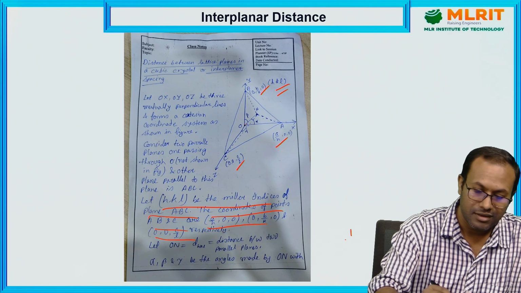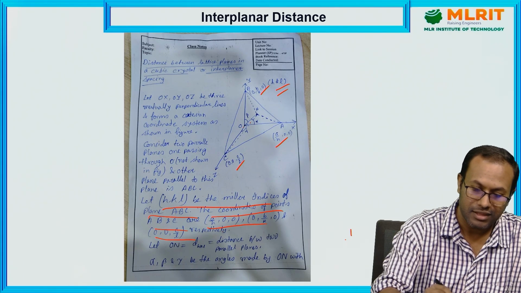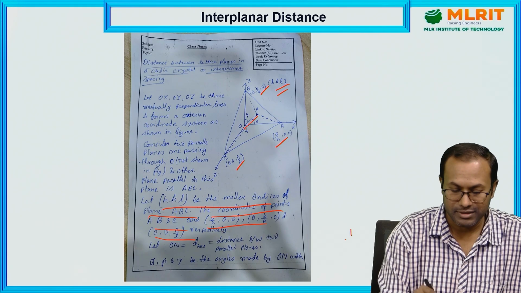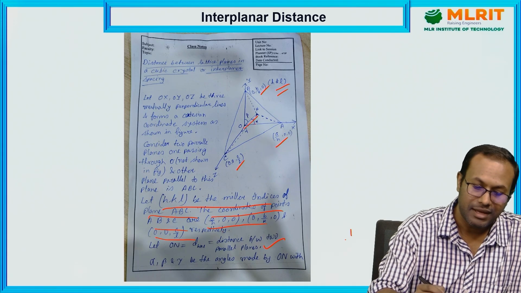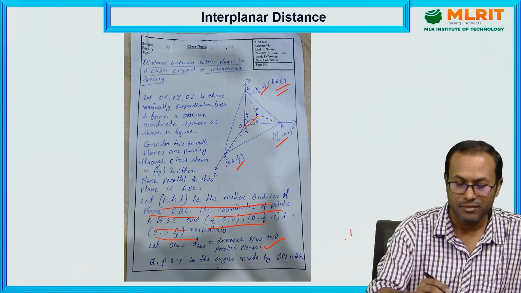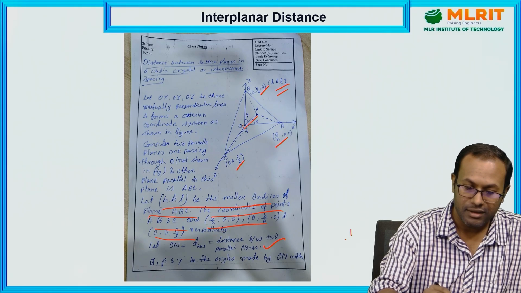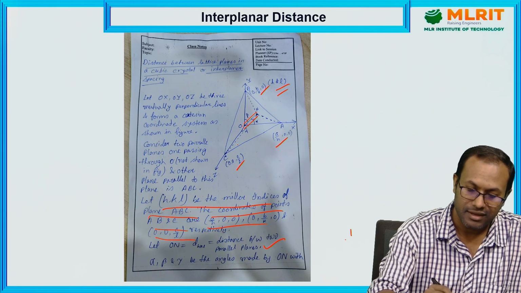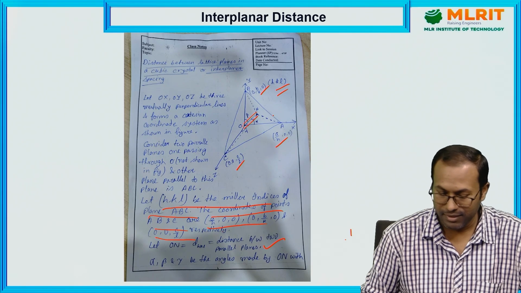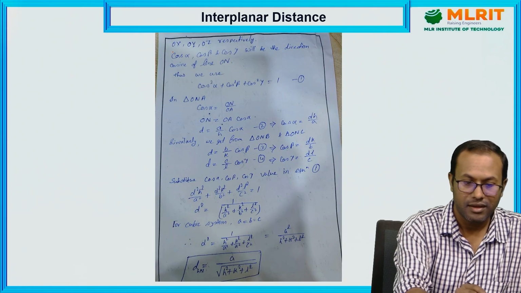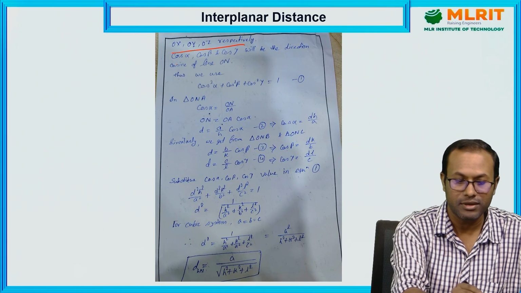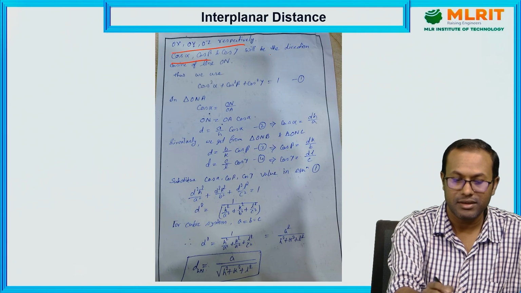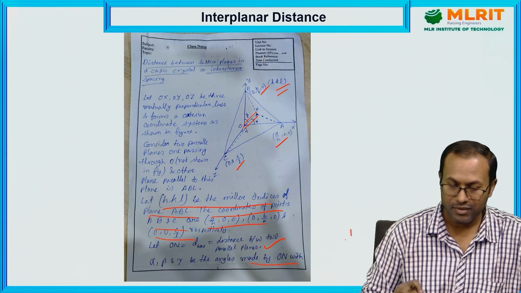Now ON is the perpendicular distance from one plane to another plane, that is the interplanar spacing, denoted by d. Alpha, beta, gamma are the interaxial angles. Basically, the angle between ON and OX is alpha, the angle between ON and OY is beta, and the angle between ON and OZ is gamma. Those are the three angles made by ON along the three different crystallographic axes. Now we have to determine cos alpha, cos beta, cos gamma, that is the direction cosines of the line ON. ON is the perpendicular distance.